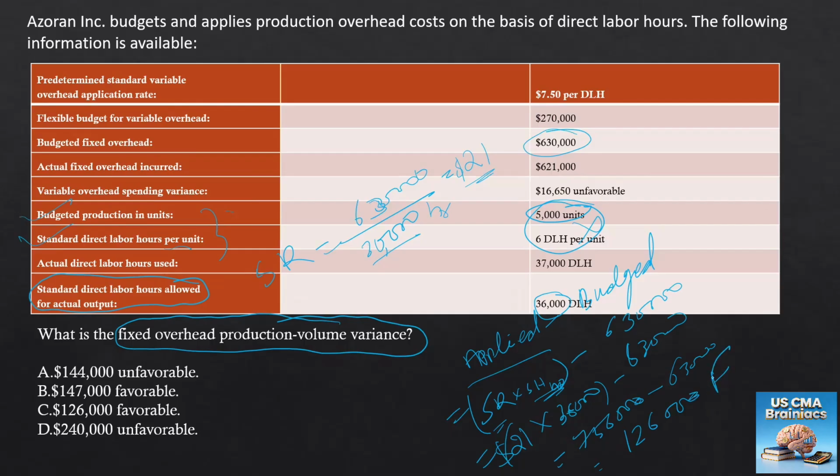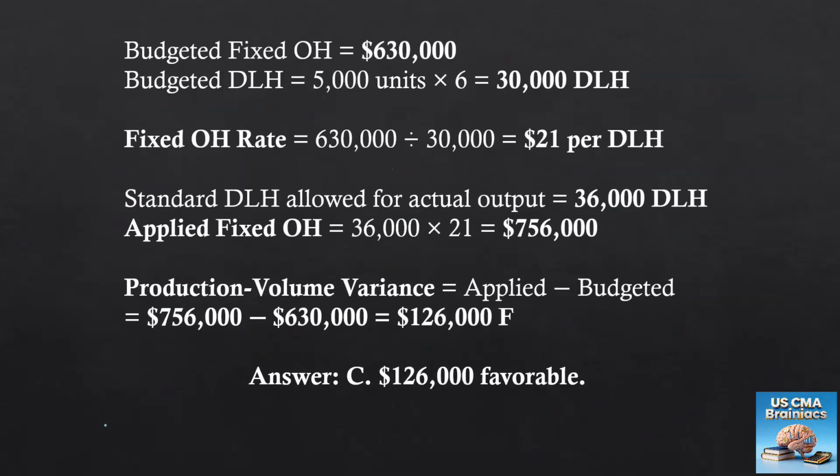I think you are clear after solving all the MCQs before, right? Directly put favorable, because you already know that if we applied more, then it's favorable to us. We are happy. Clear? Is there any other question? So 36,000 into 21 standard rate, then we get applied 756,000, minus the budgeted 630,000, that is 126,000. Clear? Okay.